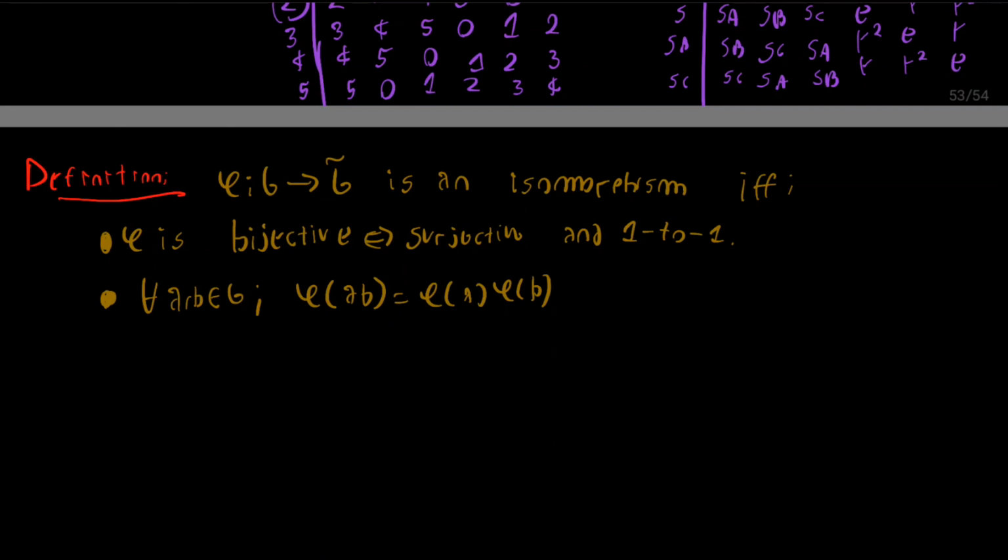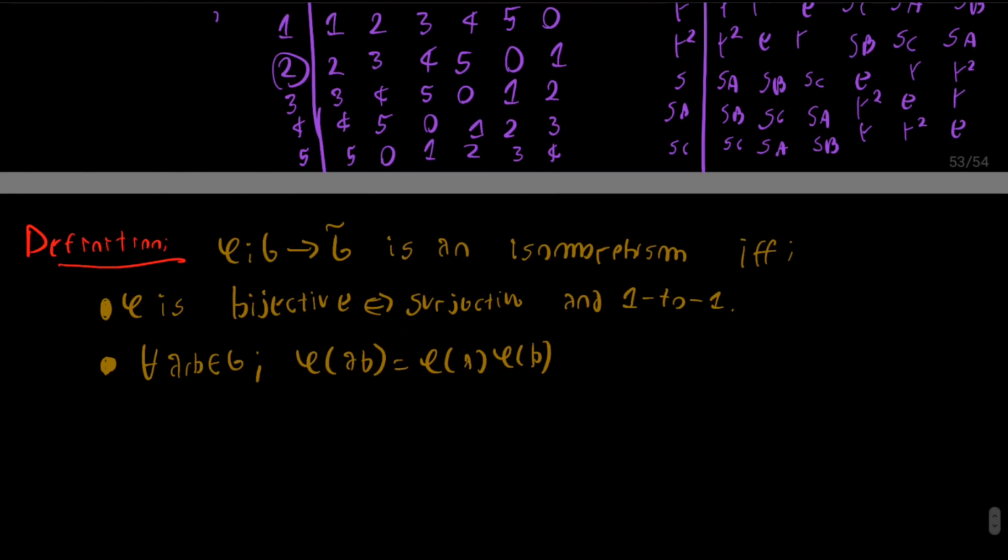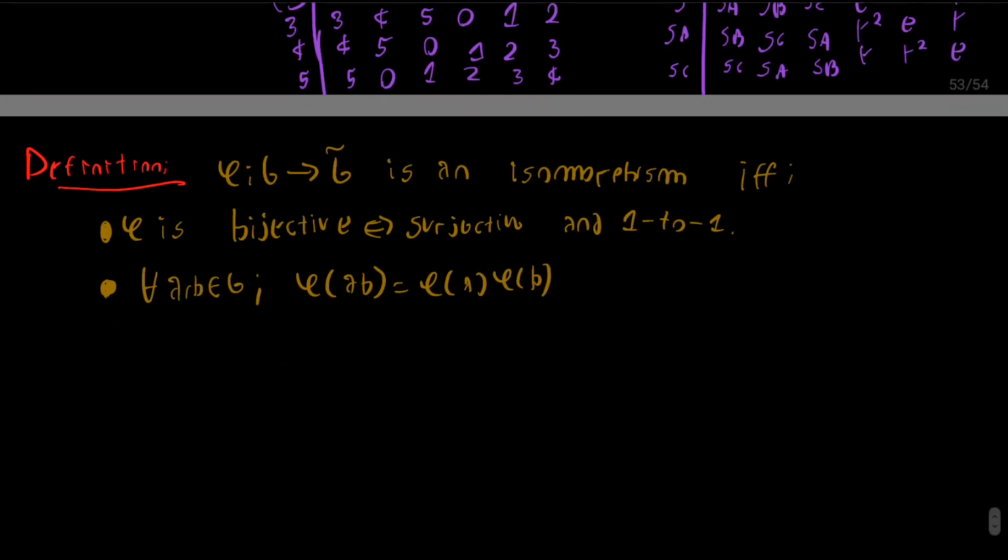We call a function phi that goes from a group to another group, G to G tilde, an isomorphism if and only if phi is bijective. This means that it's a surjective and one-to-one function. And furthermore, if it preserves the group operation. This means that phi of a times b has to be equal to phi of a times phi of b. Now notice here that the operation that we're considering here is the operation of G, but this operation here is the operation of G tilde. So as you can see, what we basically require is that the operation is preserved.